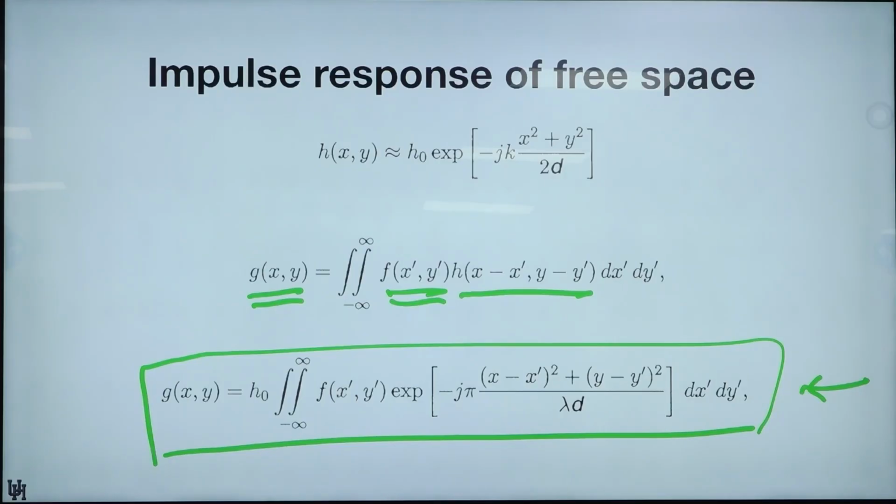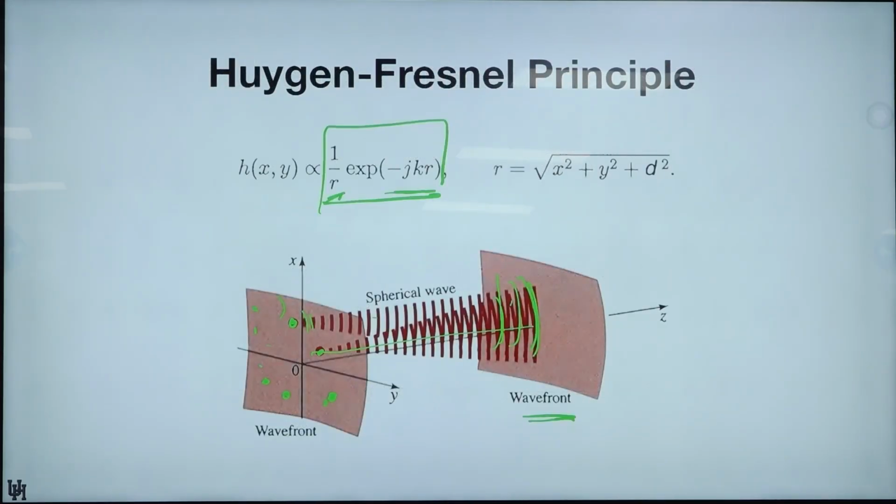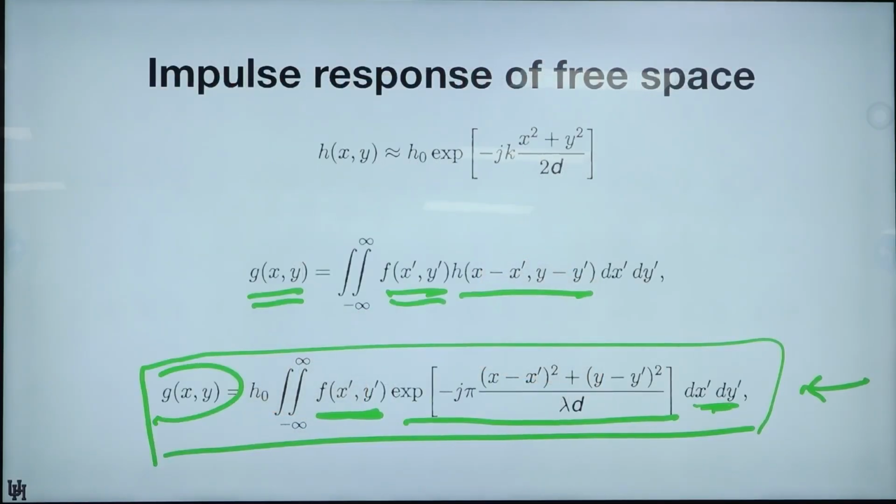In pictorial terms, this equation is saying take a point x prime, y prime, and propagate it as though it's a spherical wave. Add up the contributions of all these spherical waves at the other end. Adding up means integrating. So for every x prime, y prime, every point here, add up all the contributions of all the different spherical waves at this plane, and that is the wavefront at the other end. That's essentially what this equation is saying.